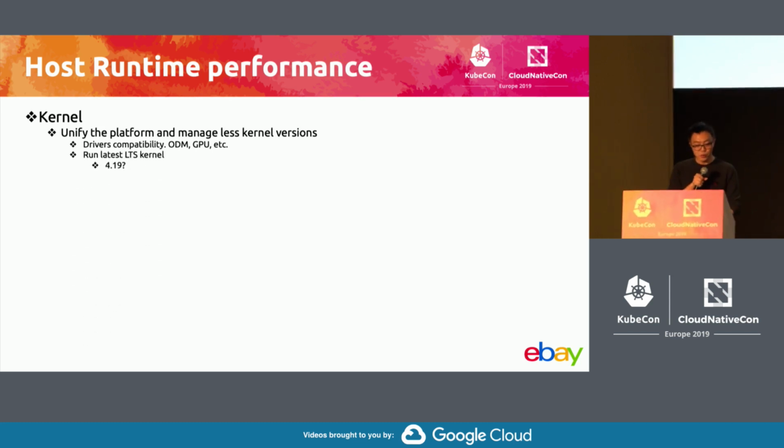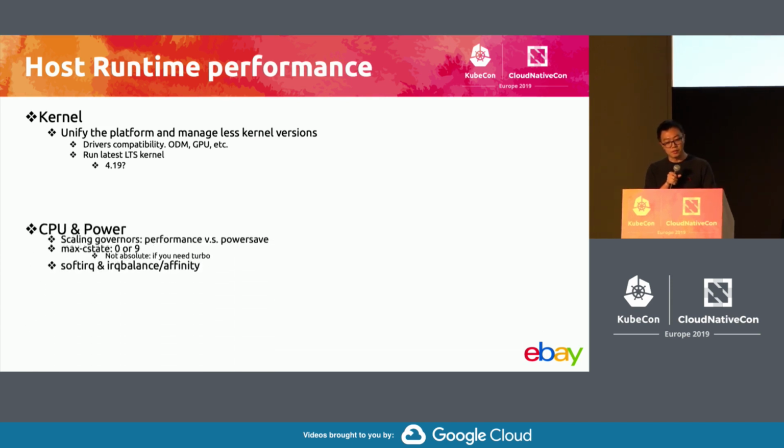And now let's say you decide on running one kernel, you're trying to run the latest. So the upcoming 4.19 kernel seems to be very interesting. It brought in a patch for network packet batching. And that should improve network throughput by over 30%. So we are also looking at it.